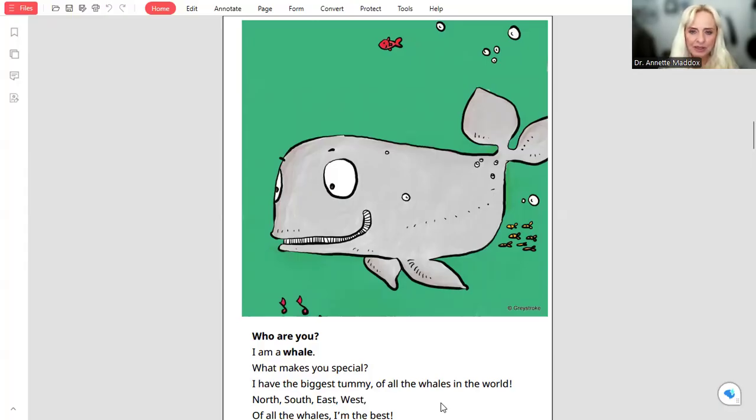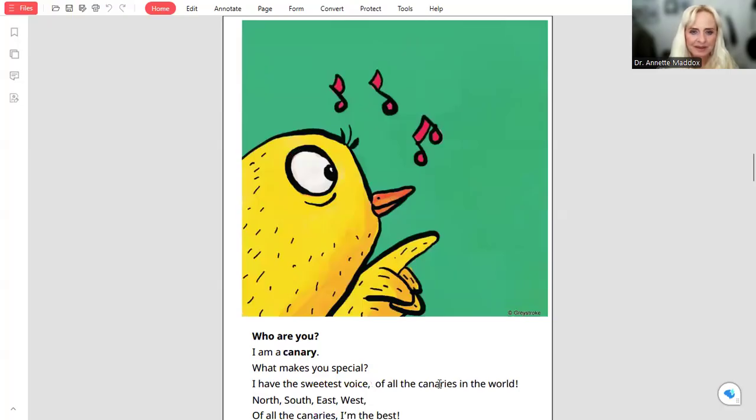And I'm going to turn the page. And we're going to look at the picture before we start reading. So we see an animal here. It's a yellow animal with a beak. And the beak, that's going to be our hint to think, what animal is it? What animal has a beak? It's a bird. Very good. And you see it has musical notes. And that means this bird can sing songs. So let's find out who he is.